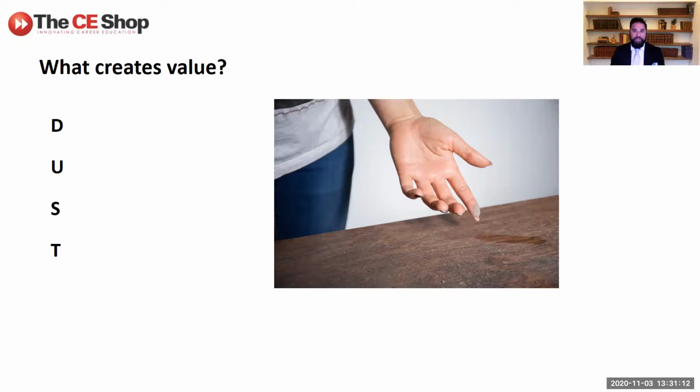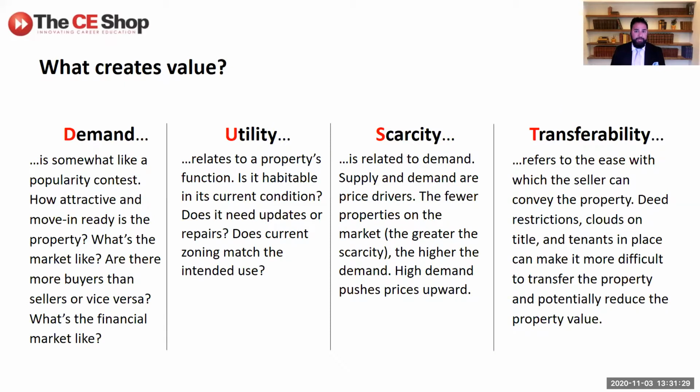We've got to clean before people get here. Get out the duster, get out the Swiffer, get out the vacuum, and we want to clean the house so it's spotless. Remove all the dust, because that's when our house is going to show at its finest to get maximum value out of our home, right? So what does that stand for? Demand, utility, scarcity, and transferability.